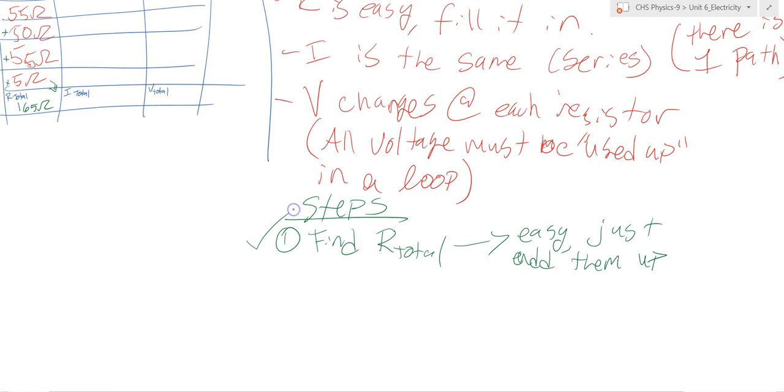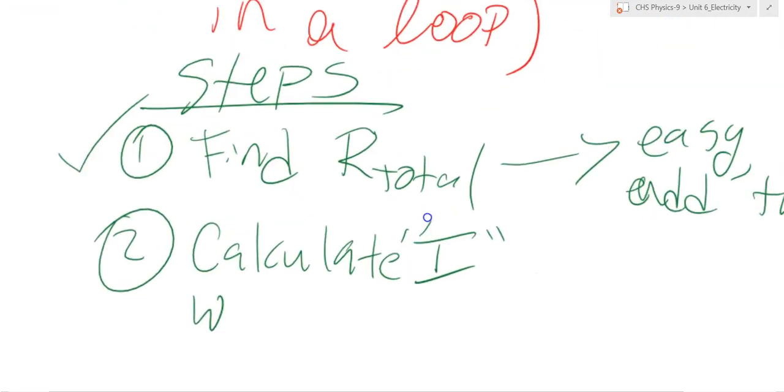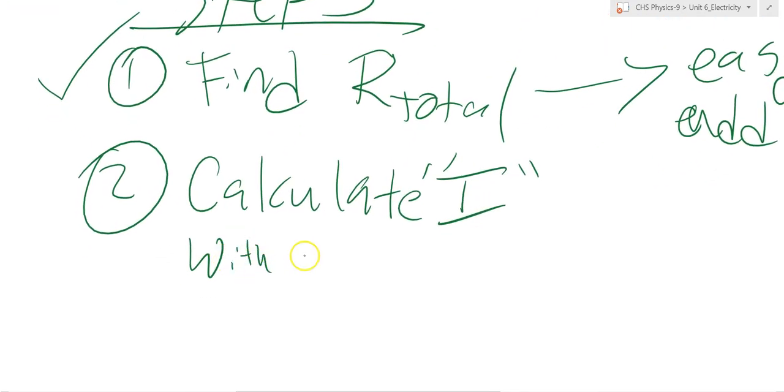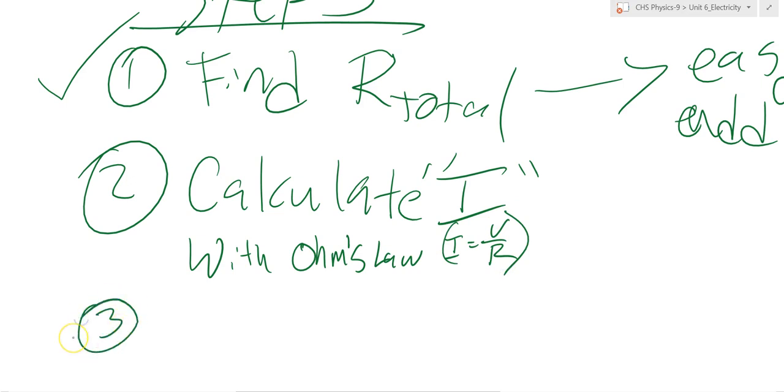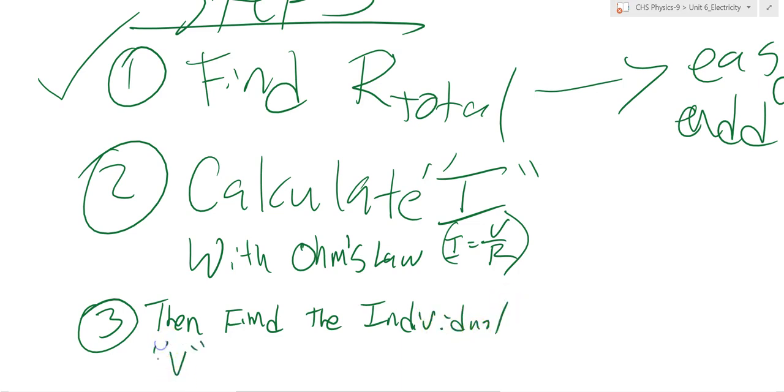Okay, so we did that. Check mark. Step 2 is calculate I with Ohm's law, which is I equals V over R. And then the last thing will be find the individual voltage.